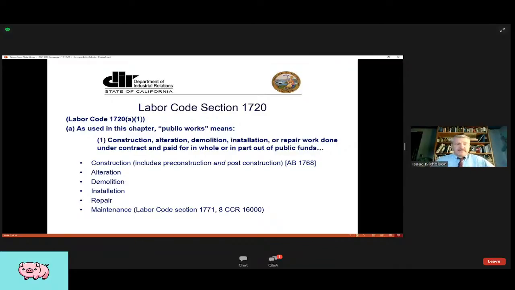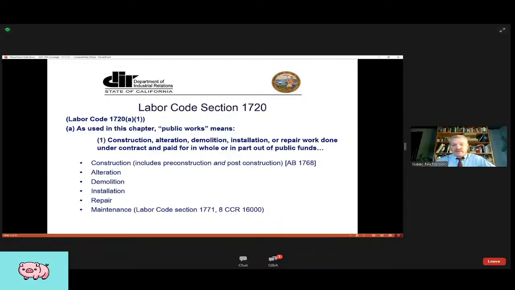Demolition involves the dismantling or destruction of a man-made or woman-made, a person-made structure. And so, we often get inquiries about demolition that involve earth moving. That's not demolition. It may be alteration or construction, but it's not demolition. Demolition has got to be constructed by humans. Installation involves the affixing of an appliance or other item to the realty, as we say. And so that affixing is the kind of hook for public works coverage when it comes to installation. Repair, somewhat self-explanatory, but of course there's some nuance. And maintenance, which is kind of a big one.